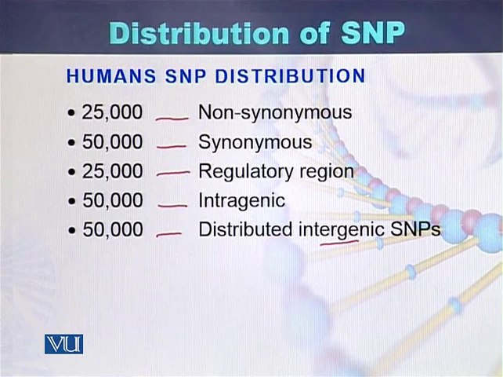So if we combine all this information, we can say that there are approximately 25,000 SNPs which are non-synonymous, 50,000 which are synonymous, 25,000 present in the regulatory region, 50,000 present intragenic between two genes, and there may be approximately 50,000 SNPs which are present within the genes.